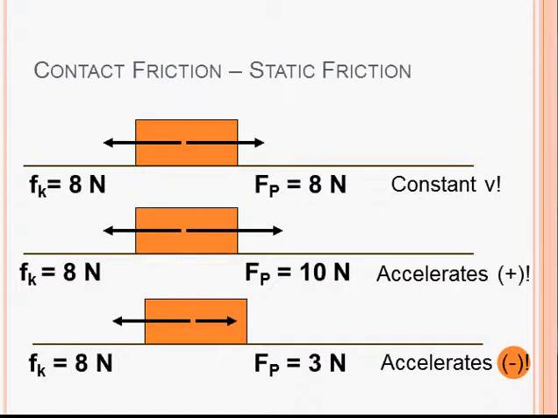On the other hand, let's say we don't push as much. Now we're only pushing with 3 newtons. Well, the kinetic friction is still 8. We have a net force in the negative direction, opposite the direction of motion. So we'll accelerate, but it's going to slow down. Notice we have a negative sign there. So kinetic friction still opposes motion. Just now that it's moving, it can actually speed it up or slow it down. So something to keep in mind there.